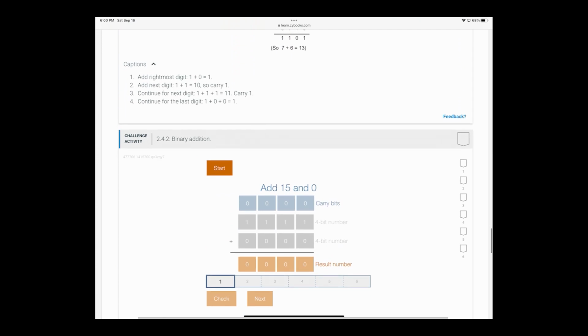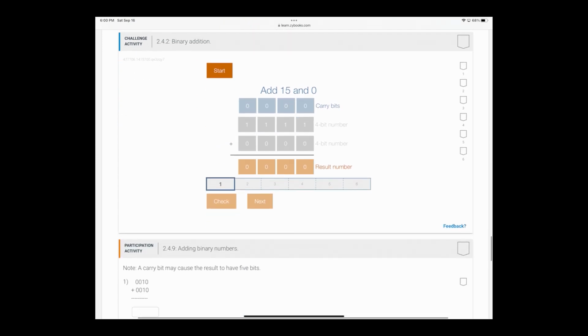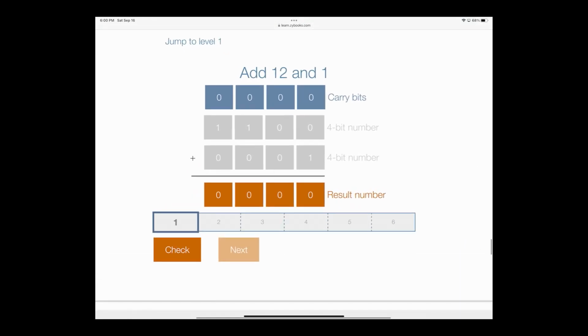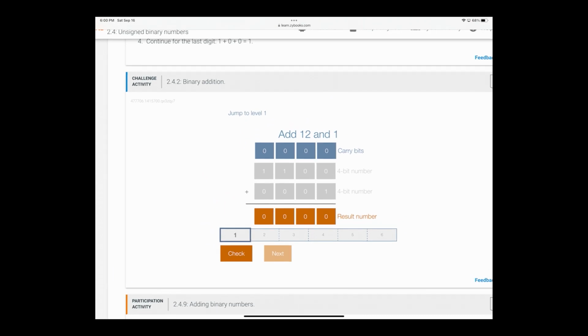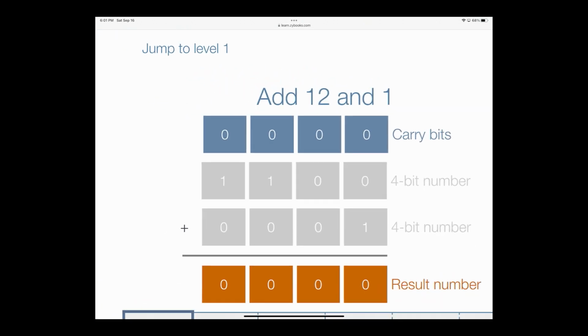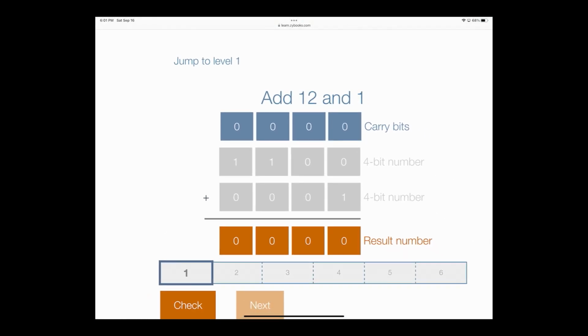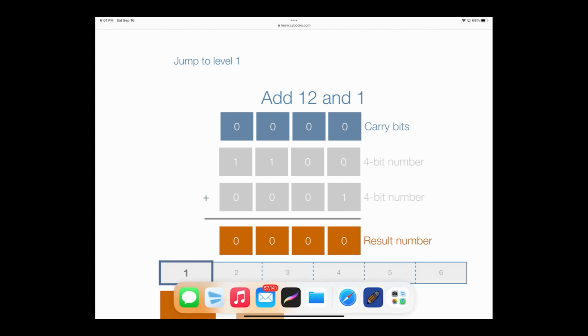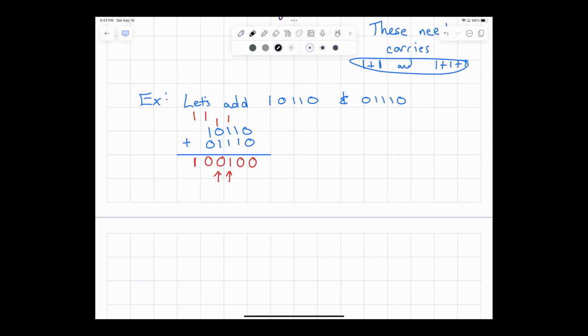Okay, so here we have to add. They're not making you write it yourself; they are showing you how to add numbers here. When they say add 12 and 1, I don't have a pointer to point with, but you see that the top row is just for the carry bits. So those are your carry bits, and these two are the two numbers we're adding.